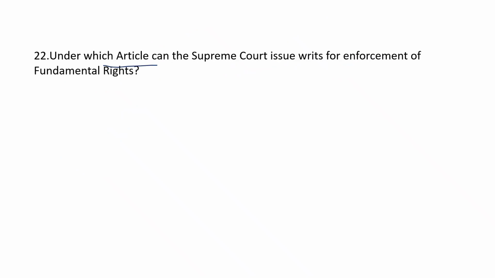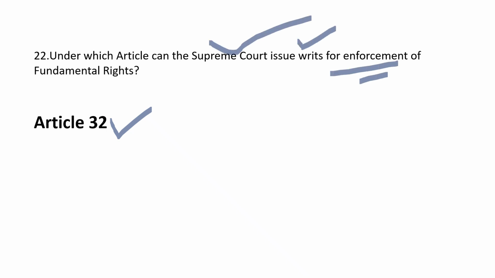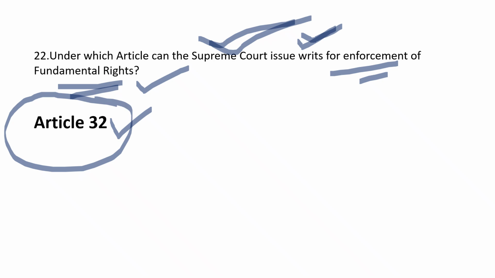Under which article can the Supreme Court issue writs for the enforcement of the fundamental rights? The answer is Article number 32. Under Article 32, the Supreme Court of India can issue writs only for the enforcement of fundamental rights, and the article is 32. Next question.